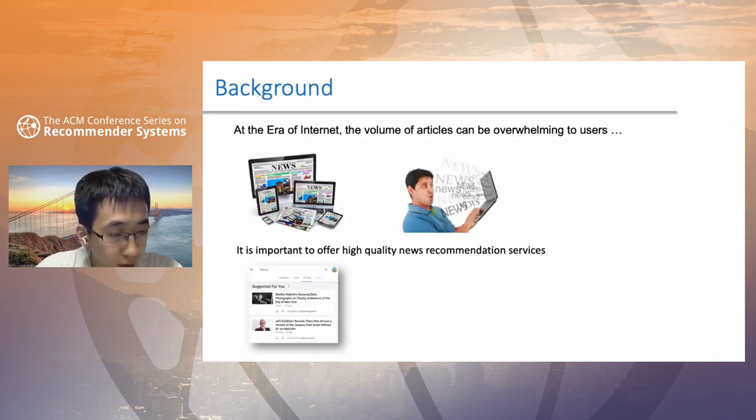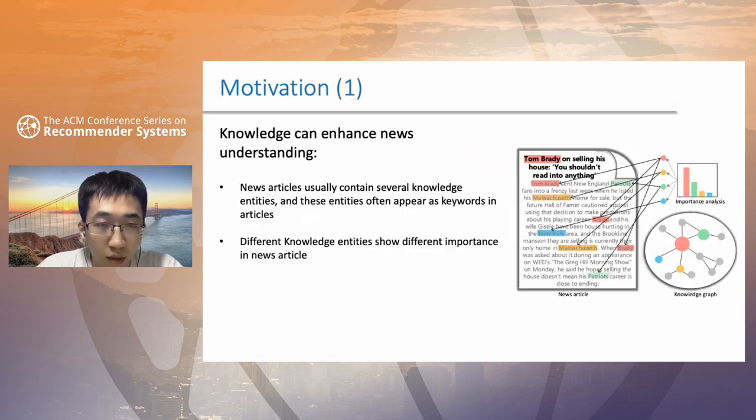In the era of the internet, the volume of articles can be overwhelming to users. So it is important to offer high quality news recommendation service. News articles are highly condensed and contain a lot of knowledge entities. These entities often serve as the keywords in the news article. So with the help of the knowledge graph, we can have a better understanding of news article. Meanwhile, different entities carry different information and show different importance in the news article. How to leverage these knowledge entities is not a trivial problem.